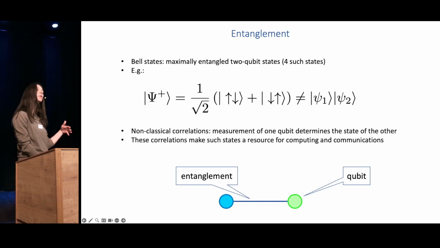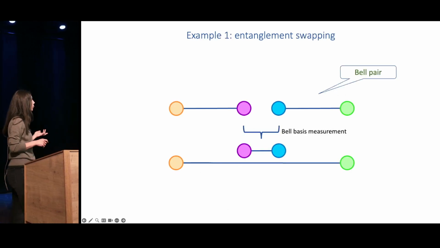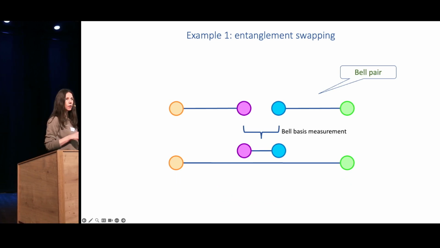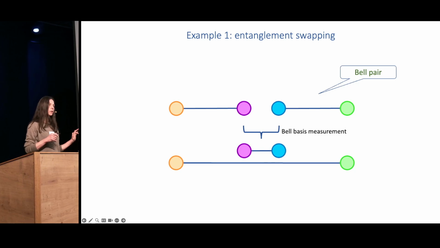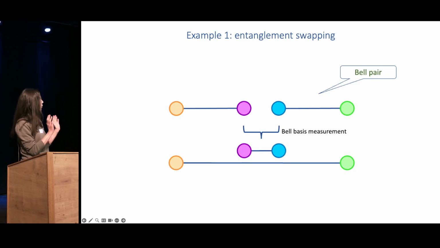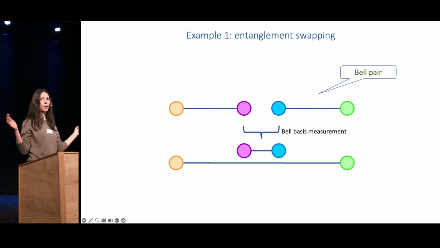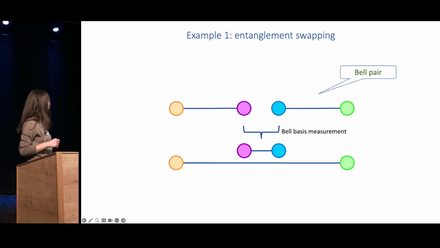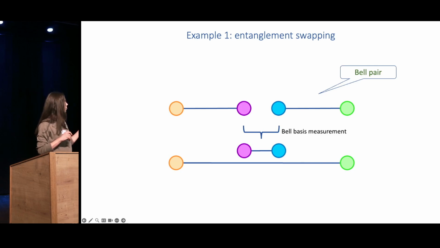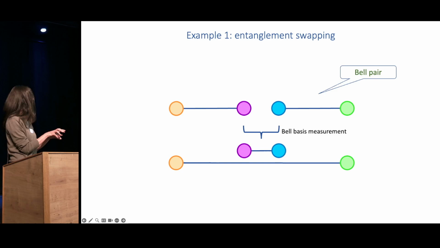So I'll give some examples before I go and formalize things. One example is something that's used a lot in quantum networks, and it's the idea of entanglement swapping. So you have 2 Bell pairs, and you can imagine that the purple and the blue qubits are in the same physical location, and the yellow and the green are far away from each other, and far away from the purple and the blue. Then we make a Bell state measurement, a Bell basis measurement on these 2 qubits, the middle ones, that are in the same location.